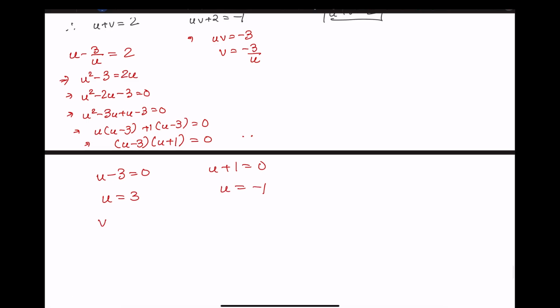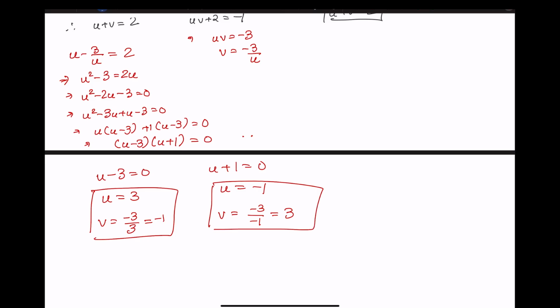If u is 3, v would be equal to negative 3 over 3. So v is negative 1. And if u is negative 1, v would be basically negative 3 by negative 1. So v is equal to 3. So either u is 3 and v is negative 1, or u is negative 1 and v is 3.